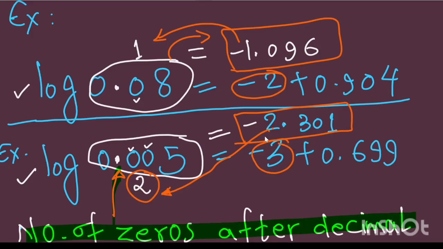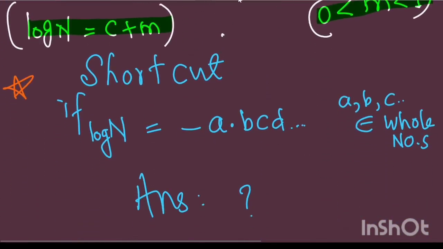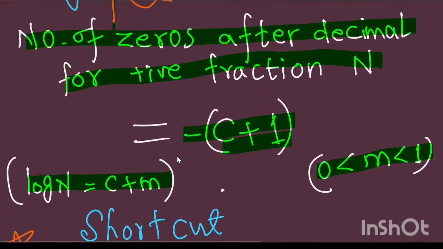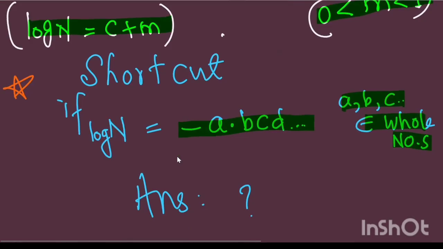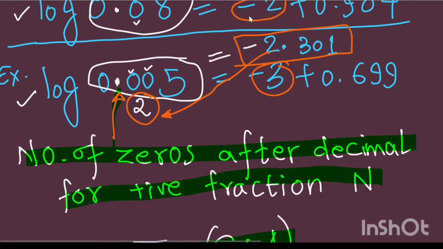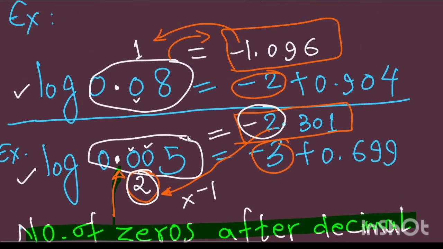It is not required. Simply, if the value of the logarithm comes out as minus a point b c d, where a, b, c, d are whole numbers, then what is the answer? What is the answer means, what is the number of zeros after the decimal for n? So directly, if the value of log n is minus a point b c d, the answer is a only. As I said using those two examples, you just have to multiply it by minus 1. Here we had minus 2, so we got 2 by multiplying by minus 1. Here also minus 1 multiplied by minus 1, we got the value 1.